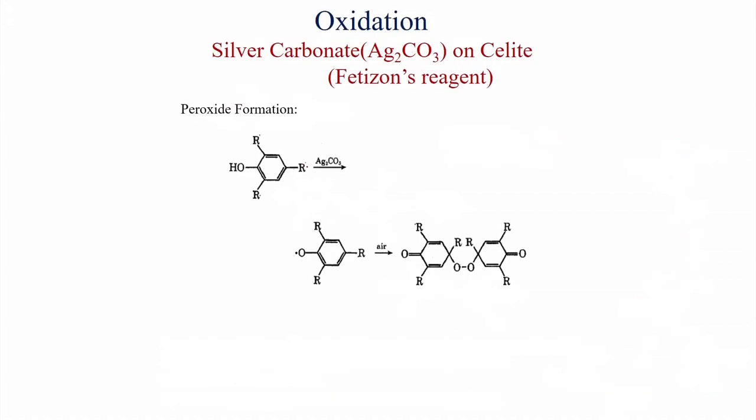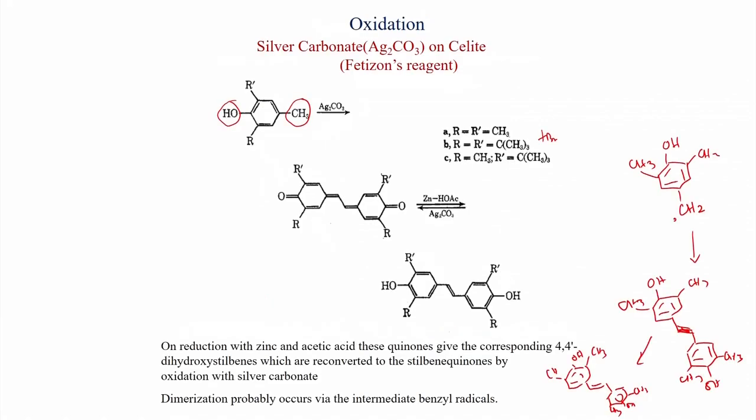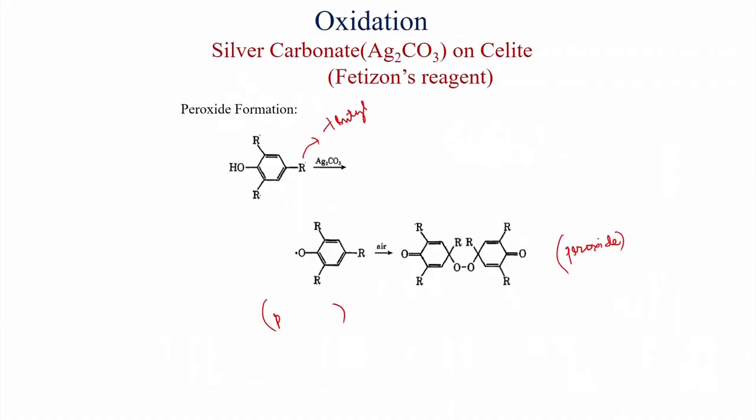Now when, at this para position, instead of a methyl group there is a tertiary butyl group, say R' is tertiary butyl, then it has been found that this peroxide is formed. Because now there is no possibility of the benzylic radical, only the phenoxy radical will form, which dimerizes under this oxidative dimerization condition, and gives this peroxide compound. Oxidation of 2,4,6-tri-tert-butylphenol in benzene solution under atmosphere gives the free radicals. In the presence of air, it gives the peroxide. So when there is a methyl group, the benzylic radical is possible, and in that case you can get this kind of system and a dienone with a quinone motif. And when there is a tertiary butyl group, the phenoxy radical will form, and then the peroxide will form.